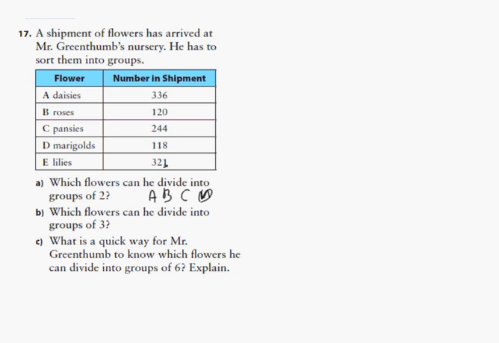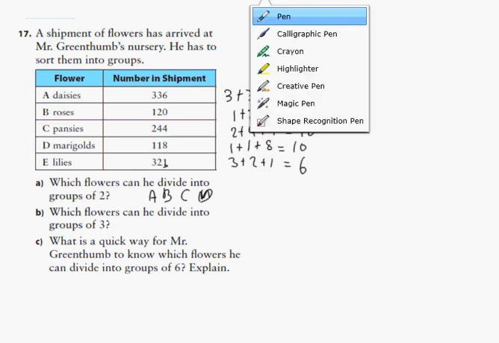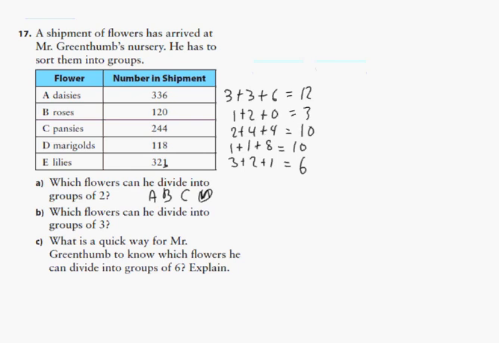Which flowers can he divide into groups of 3? In order to do that, I need to use my divisibility rule. And once I do the sum of all the digits, I realize that the numbers that are multiples of 3, in this case 12, 3, and 6, are all of the ones that are divisible by 3. 244 is not divisible by 3, and neither is 118, but the rest of them are, which means that daisies, roses, and lilies are all divisible by the number 3.